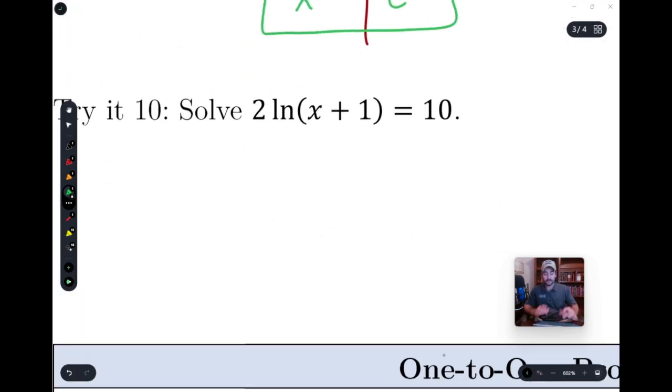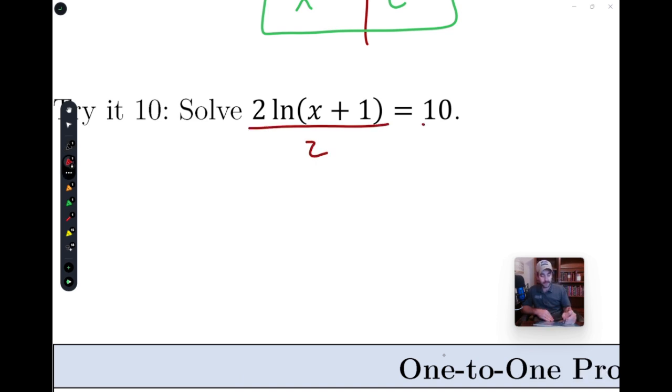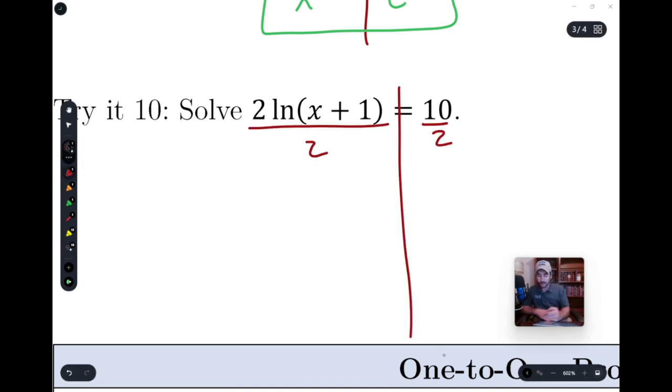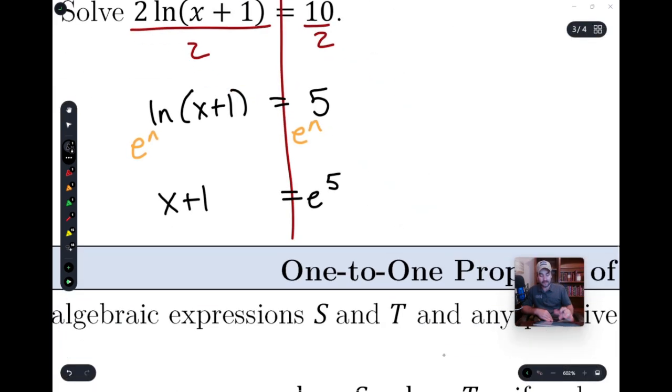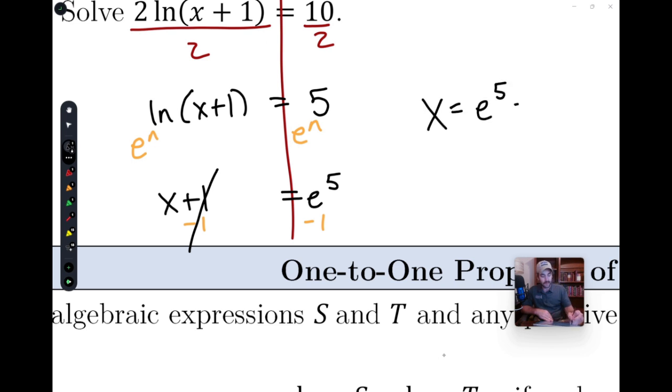Let's do it one more time. We're going to have a very similar problem where we need to get that natural log by itself. So we're going to divide by 2, divide by 2. We end up with the natural log of x plus 1 equals 5. Exponentiate both sides. Remember, the opposite of a natural log is e. What you do to one side, you have to do to the other. So we've got x plus 1 equals e to the 5. Can't leave x not by itself, so we're going to subtract 1, and we'll be left with x equals e to the 5th power minus 1.